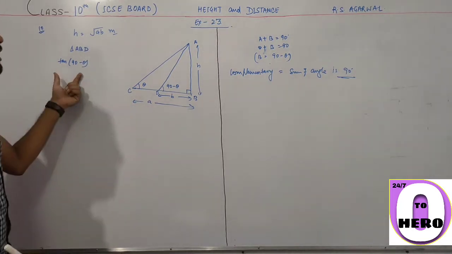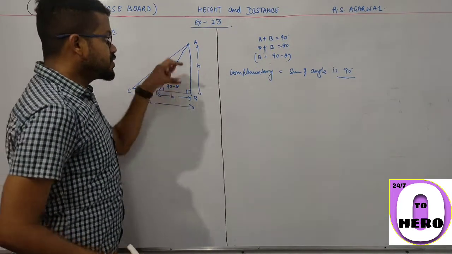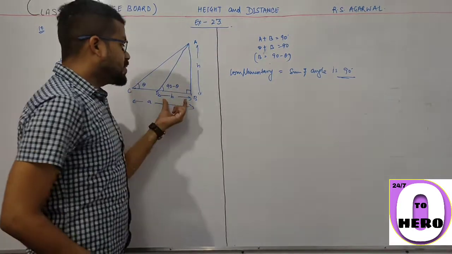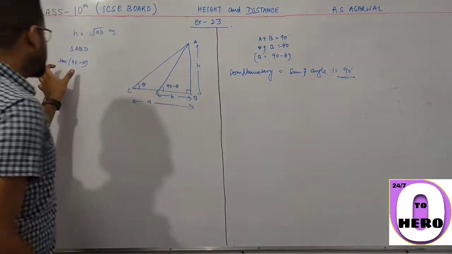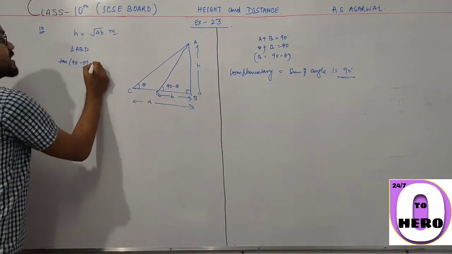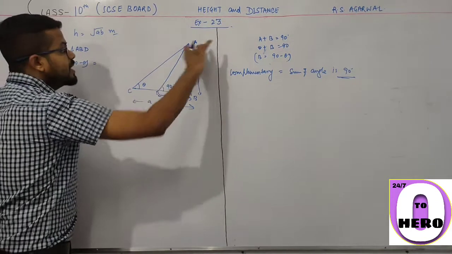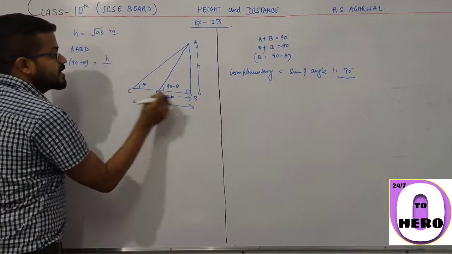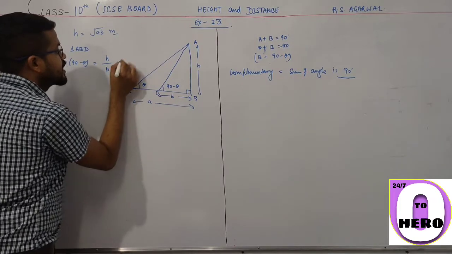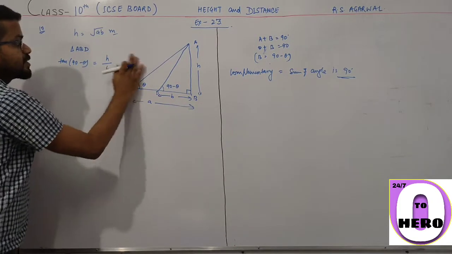Why do I take tan? Because tan is the ratio of perpendicular upon base. So that's why I am using the tan identity here. So tan(90 minus theta) is equal to perpendicular h upon base b. This is the first equation.